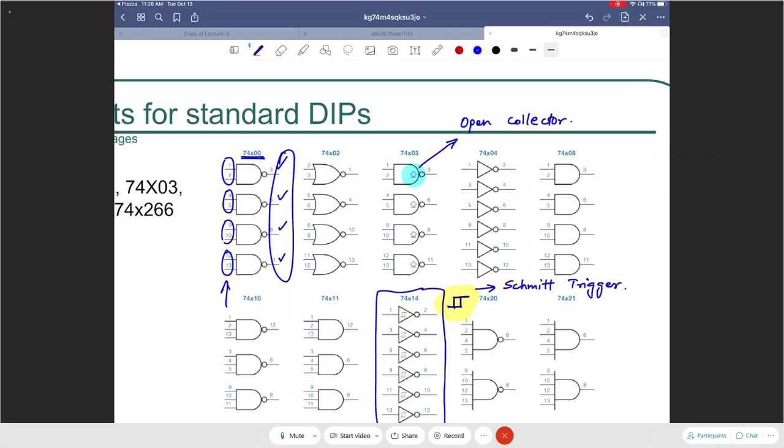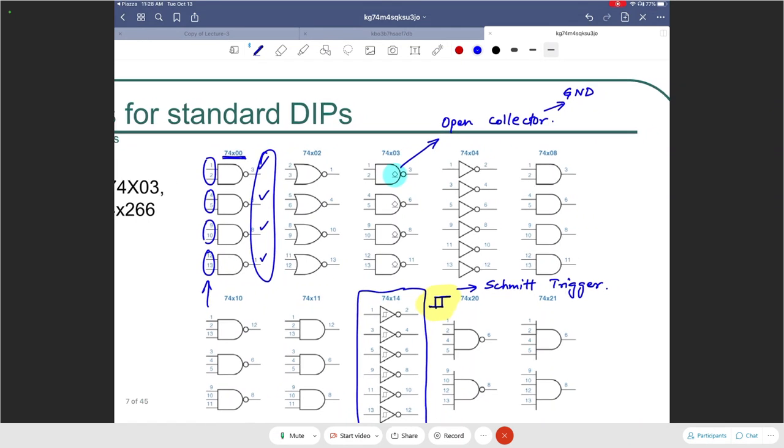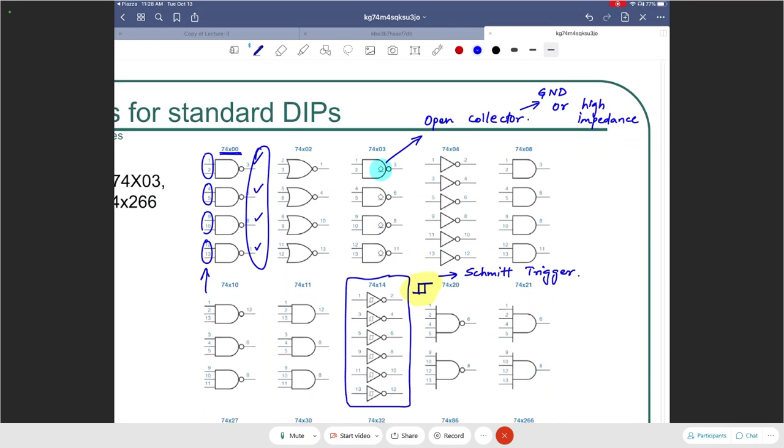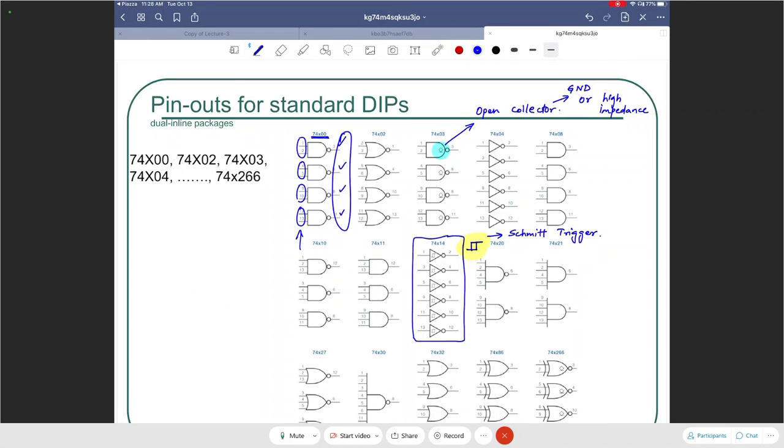So open collector essentially means that the collector terminal of the transistors here are either connected to ground, or you can connect them to ground, or if you don't, then they are in high impedance. They are left open. They are not connected to anything. The collector is a dangling wire. So that's how those ICs are made. Now let's get into the Schmitt trigger behavior.